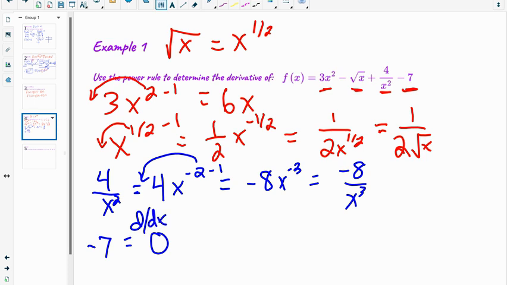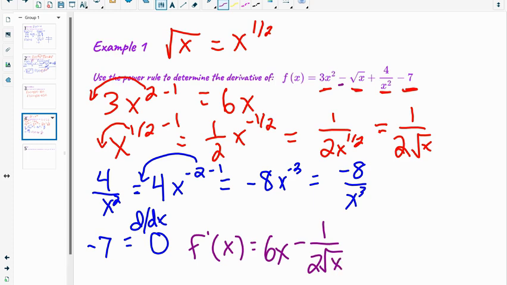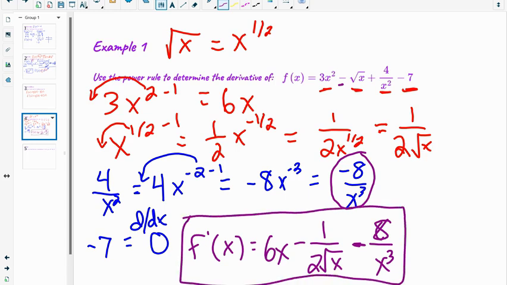Okay. So when we write our final answer, I'll write it in purple. F prime of x is 6x minus, we had the minus here, so minus 1 over 2 square root of x, and then plus, but that positive term became negative. So I'm going to write it now as minus 8 over x cubed, and we're not going to have to write plus 0. This is our derivative.